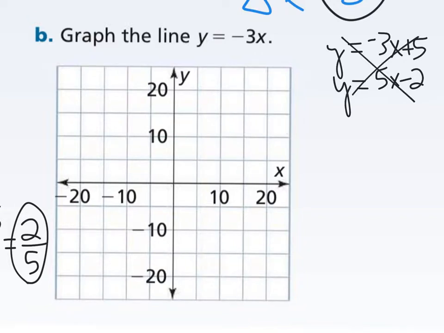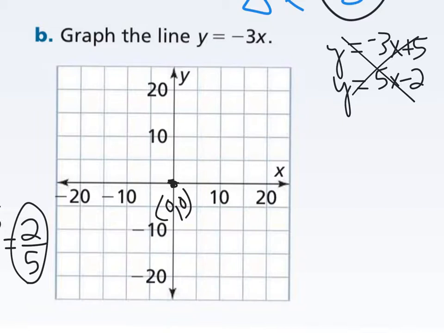This one is proportional, so we know it's going to be a straight line. It's going to go through the point 0, 0, right? Okay, so 0, 0, we could graph that point for sure. The question is, what's another point on the graph?